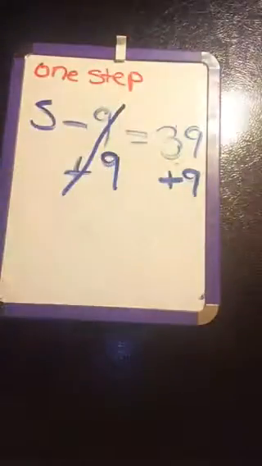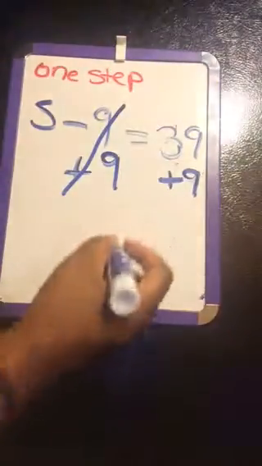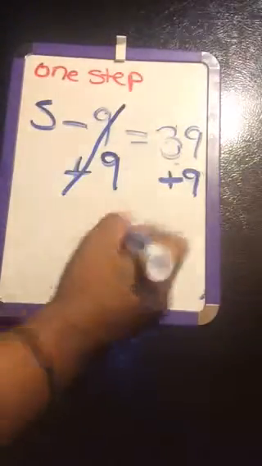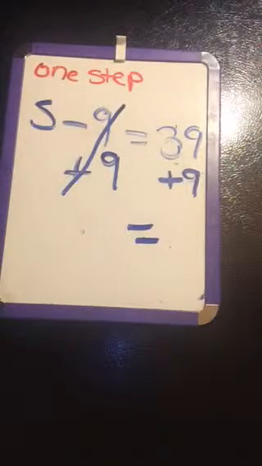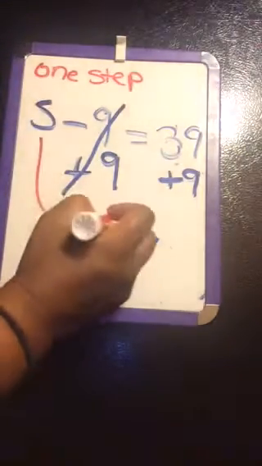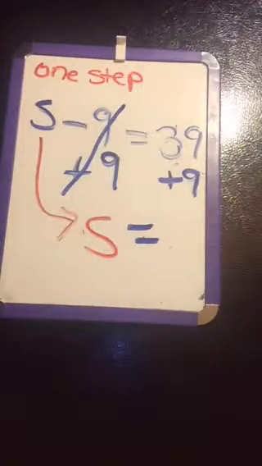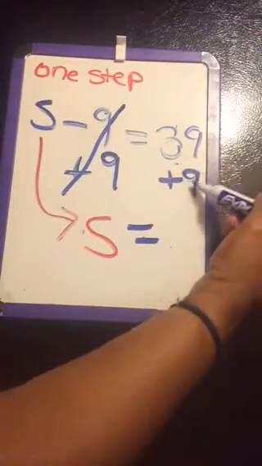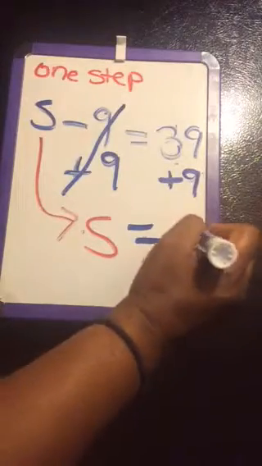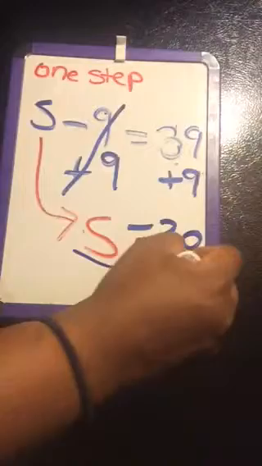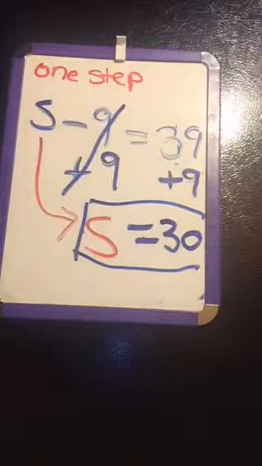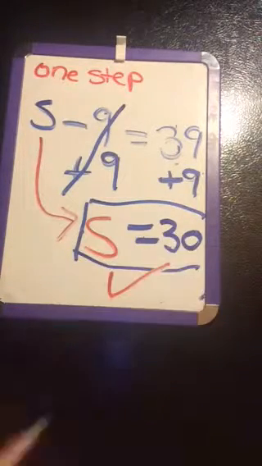Those two cancel each other out. We're going to write the equal sign here because we're going to bring s down here. 9 minus 9 gives you 0. And you bring that 3 down, so 30. That's your answer. s is 30. You get a check mark for that.